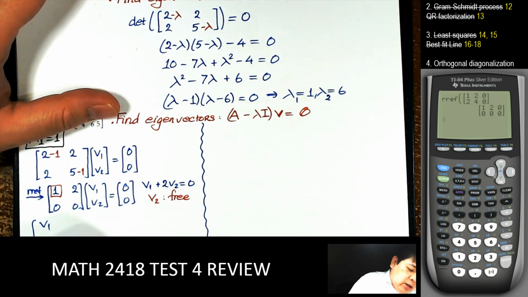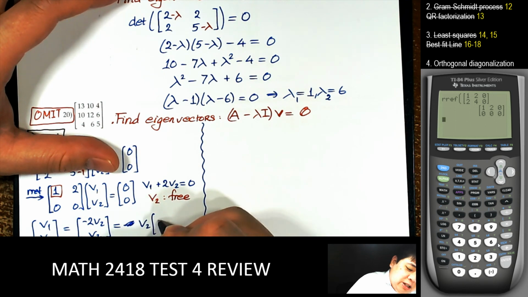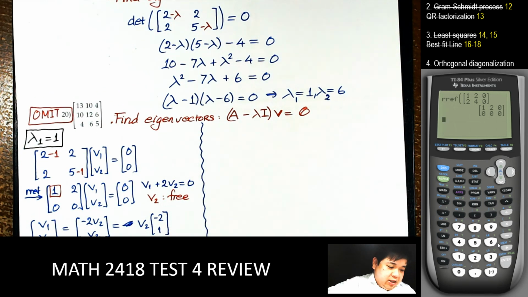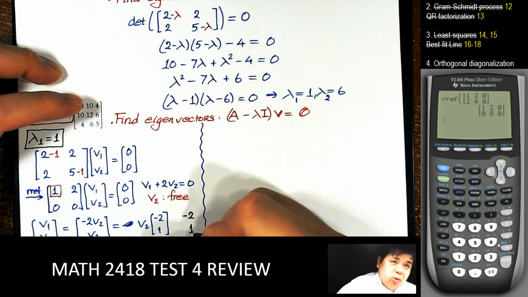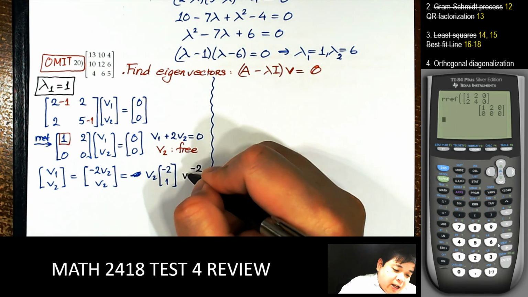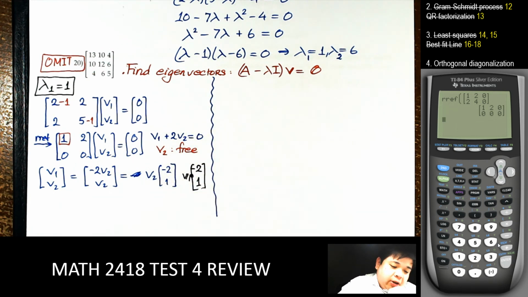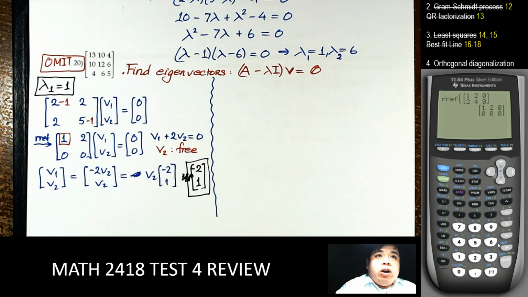So our solution V1, V2 is in the form of negative 2 V2, V2. We factor out V2: negative 2 and 1. So the vector is negative 2 and 1. That is the vector V1.